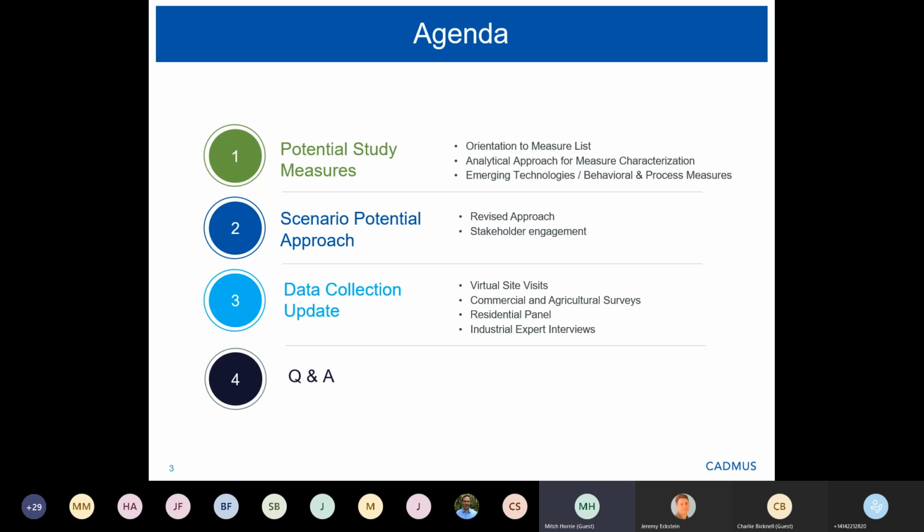The last topic is a data collection update. The last meeting back in June talked about some of the challenges with virtual site visits and the proposed approach to data collection. We're going to get an update on how that pilot virtual site visit process is going, talk through commercial and agricultural surveys, residential panel and industrial expert interviews, and then end the meeting with an additional Q&A session.